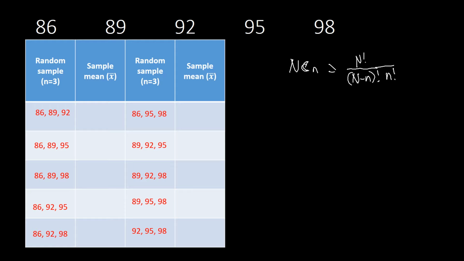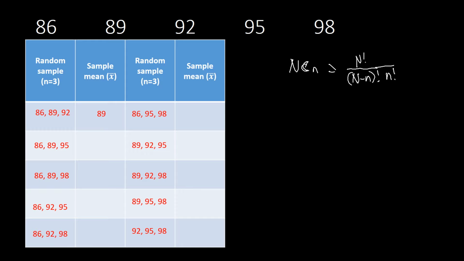That's the result when we compute for the total number of combinations. So that means we're now ready for the sample mean. Sample mean, everybody, is just getting the average of that sample. So first one, we have 86, 89, 92. You add it up and then divide that by 3. That is equal to 89.